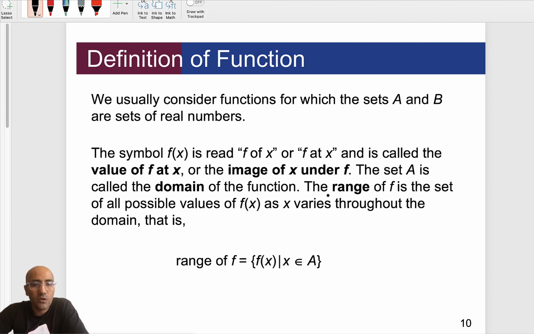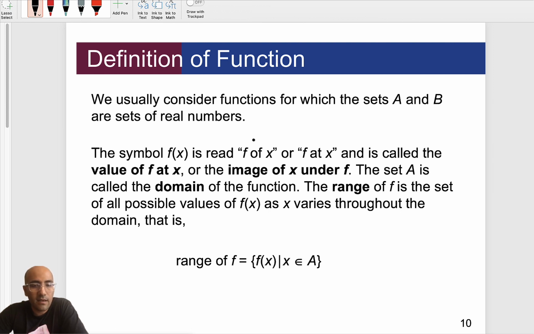Okay, so the symbol f of x, as I've been saying. This notation reads as f of x, and it's called the value of f at x, or the image of x under f. These last two are not as popular as just saying f of x.